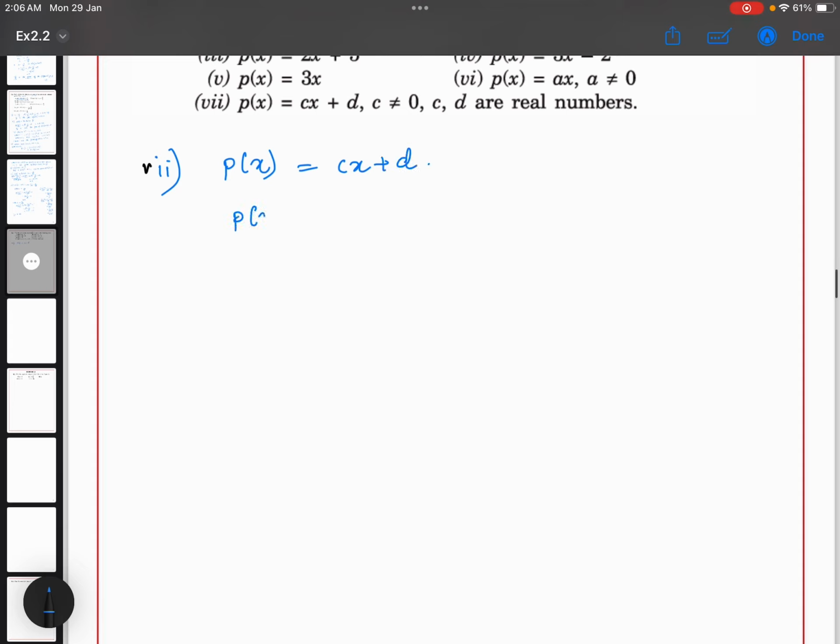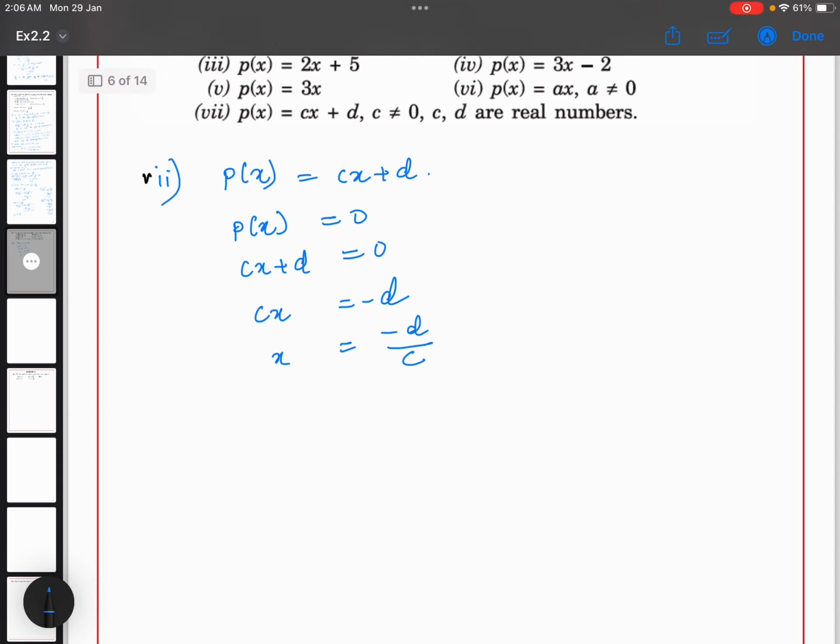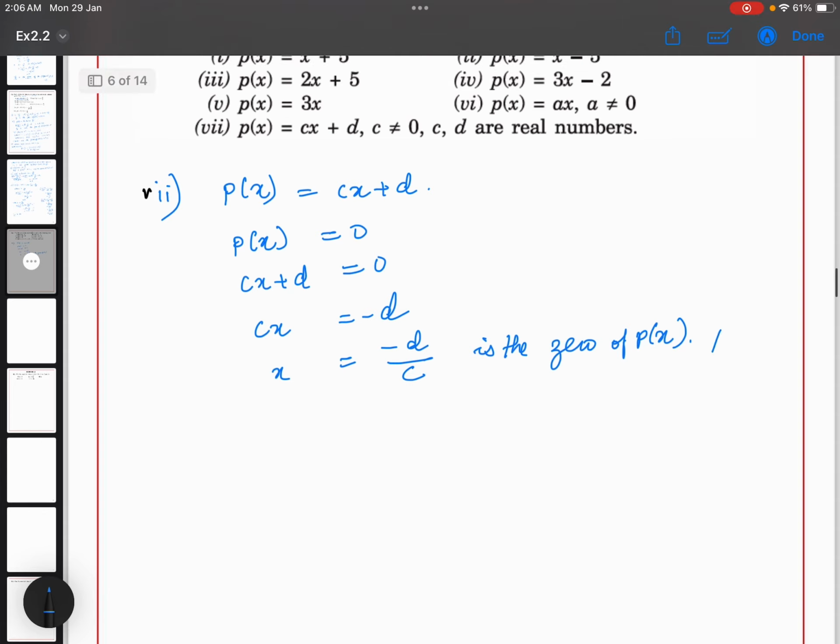So you have cx plus d. You just have to substitute p of x equal to 0. cx plus d shall be equal to 0. If you take d to the other side, you'll get minus d. You want to find out the value of x, because that's how you get to know the 0. So x, if you take c to the other side, will simply be minus d by c. So minus d by c is the 0 of polynomial p of x. Clear?